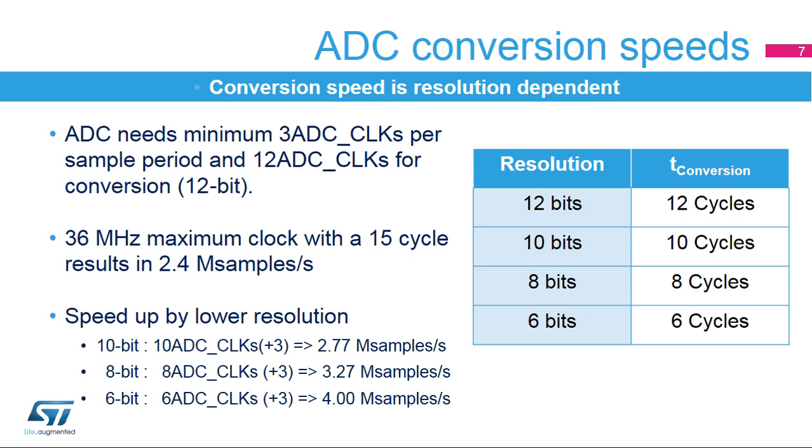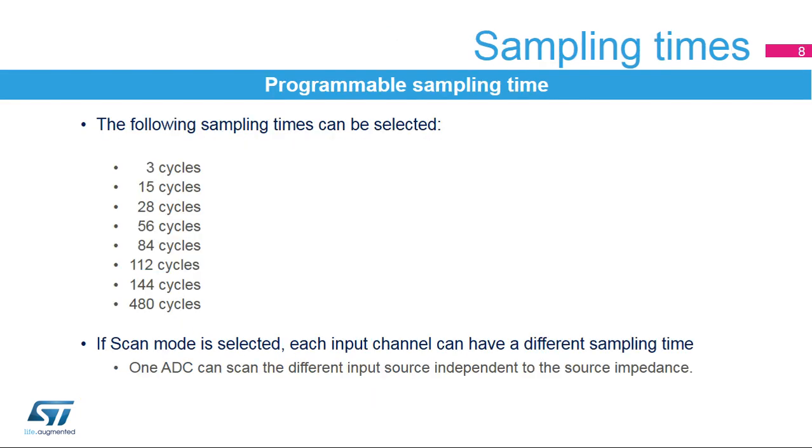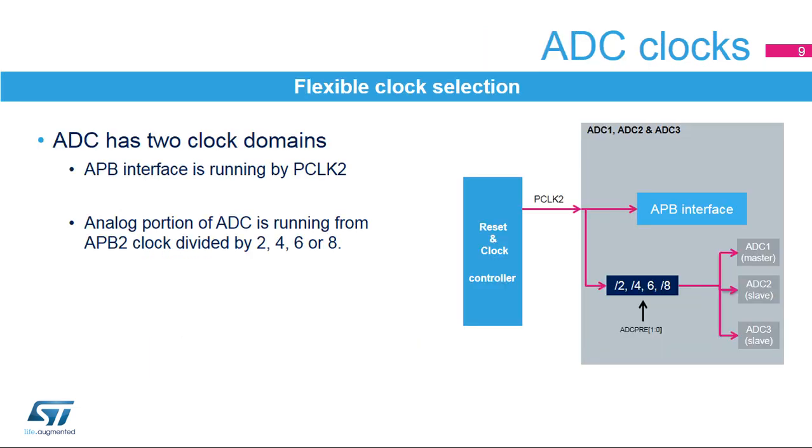For higher speed sampling, it is possible to reduce the resolution down to 6 bits. Then the sampling speed can go up to 4 megasamples per second. The sampling time can be programmed individually for each input channel of the analog-to-digital converters. The sampling times listed in this slide in ADC clock cycles are available. Longer sample times ensure that signals having a higher impedance are correctly converted. The ADC has two clock domains, one for the interface and another for the analog core. The analog clock input has a prescaler to select the clock speed.